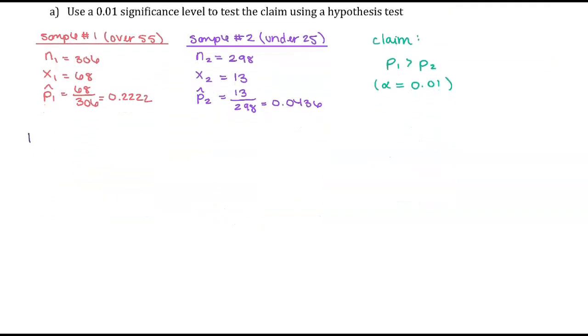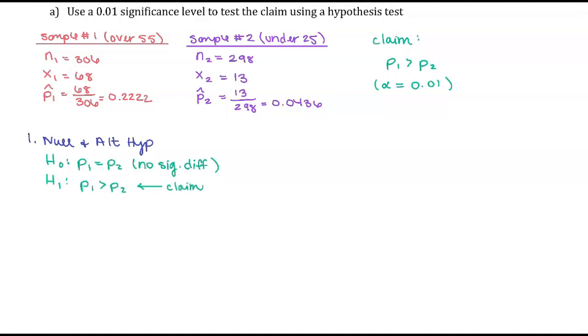The first step is to determine the null and alternative hypotheses. The null hypothesis is the statement of equality that the two proportions are equal to one another. That is, there's no significant difference between the two population proportions. The alternative hypothesis in this case will line up with our claim that p1 is in fact greater than p2.